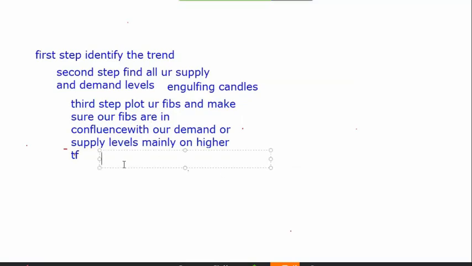All these levels are 61.8%. What we have 50% and 11 and 5. What else do we have? 78. Okay, these are the most important ones. 61.8, 50%, 11, 5, 78%.